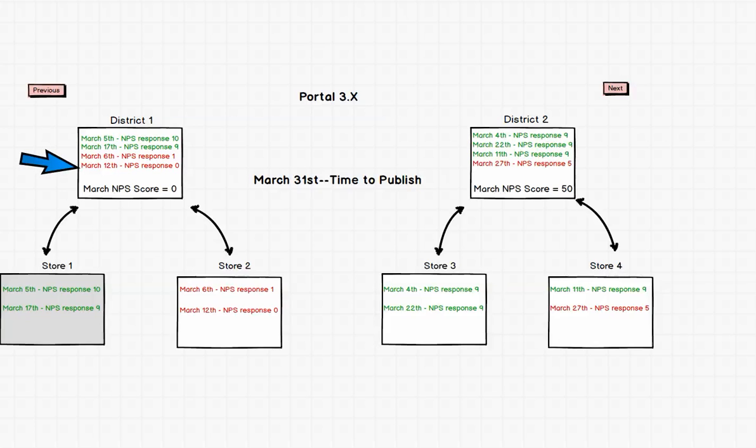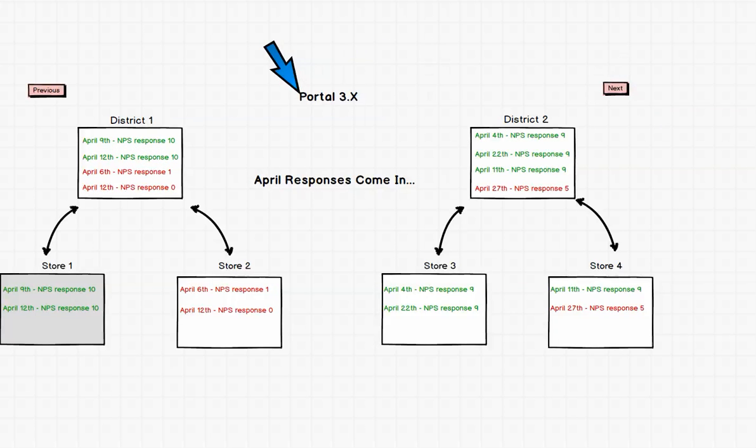They don't necessarily look to see what stores are inside them at the time. Instead, they just look to see which survey responses they have, and they publish a score based on that. So here, the March NPS score for District 1 is 0, District 2 it's 50, same as before. Here, April comes in and more survey responses come in, and so we write them up to the district just like we did for March.